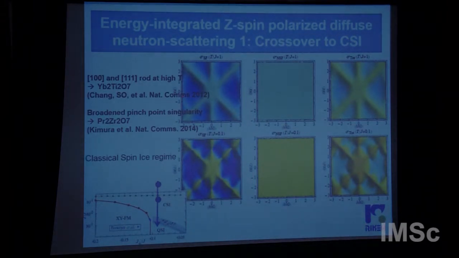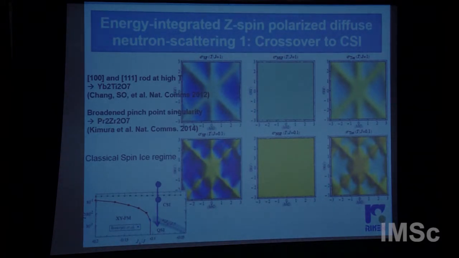Here are plots for the spin flip channels for the polarized neutron spins, this is the non-spin flip channel, and this is the total cross section. And we compare the results at different temperatures. Here is the high temperature, even above the Schottky peak in the specific heat. So there's almost no signature, except that there's a broad line-like structure along the 111 direction.